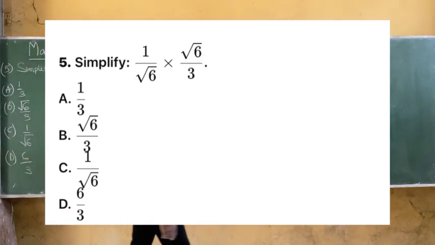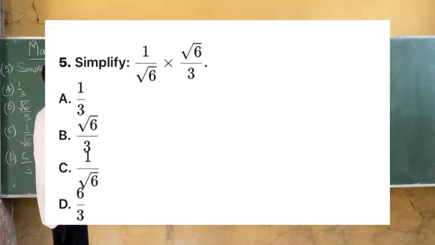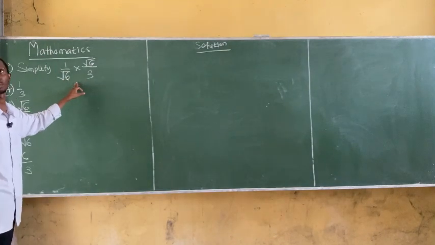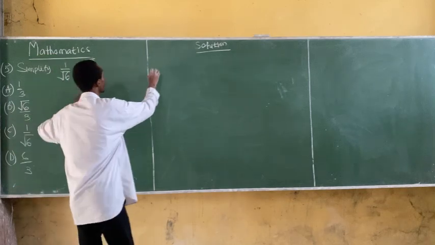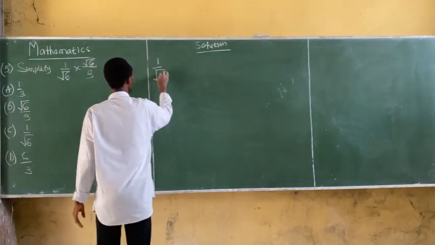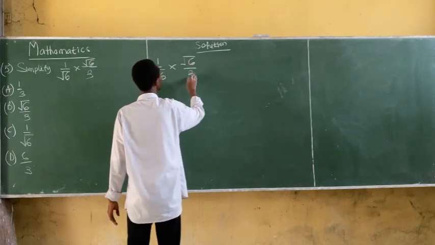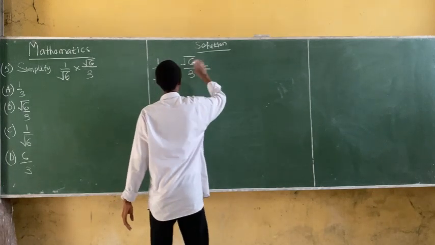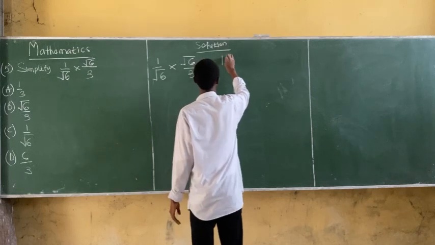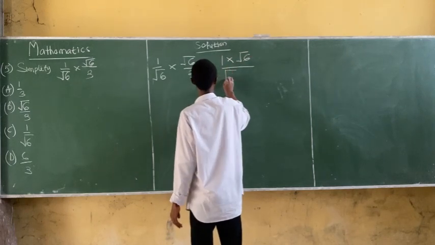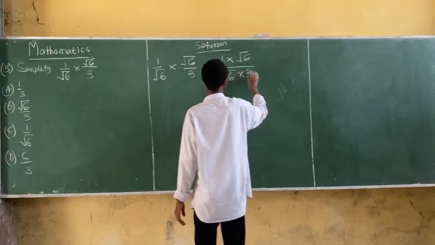Solution. Let's solve this question together. What we need to do is to multiply both the numerator and the denominator together. It means the two numerators will multiply themselves and the two denominators will multiply themselves. If we do that, we have 1 all over root 6 times root 6 over 3 is equal to, these two multiply themselves. We have 1 times root 6 divided by root 6 times 3.